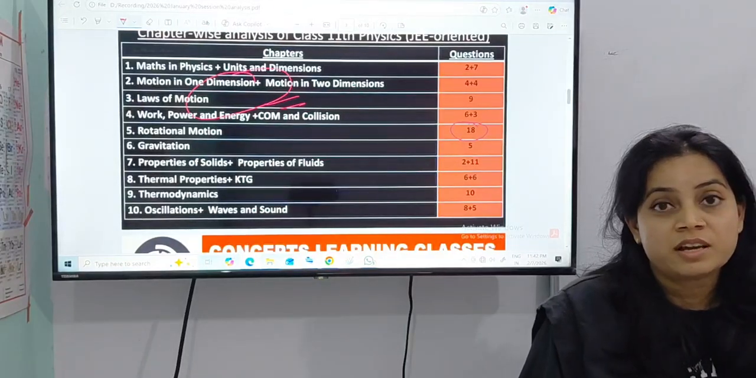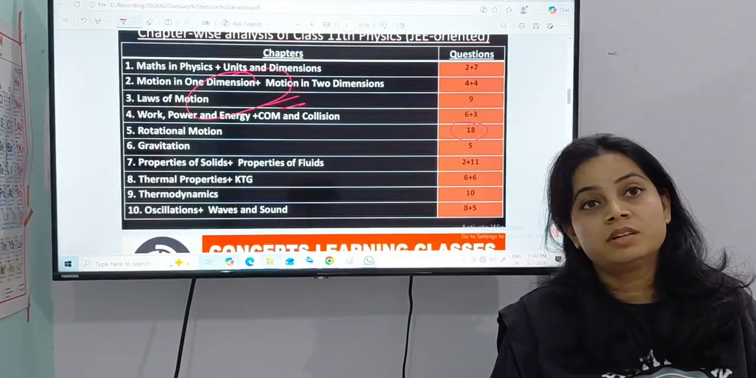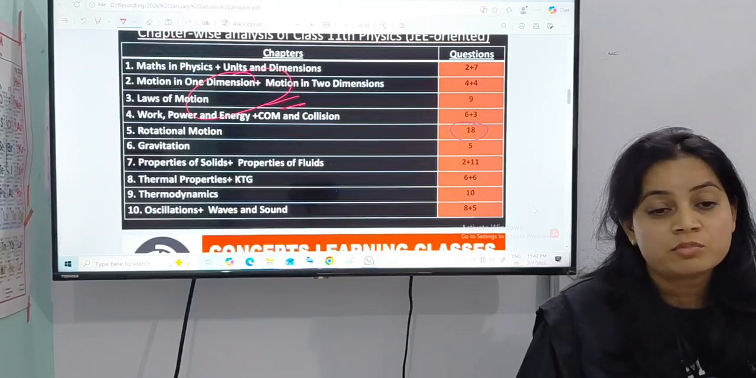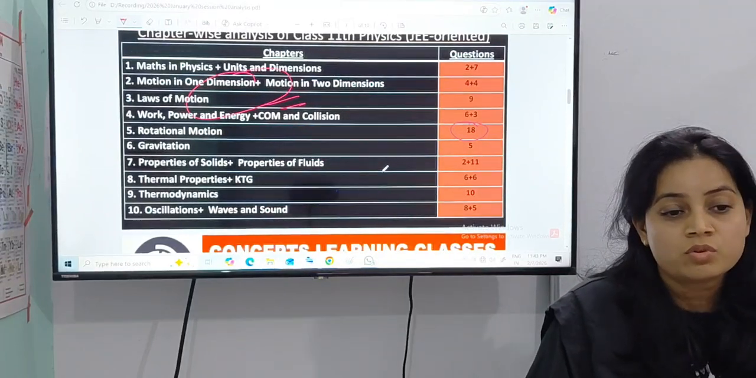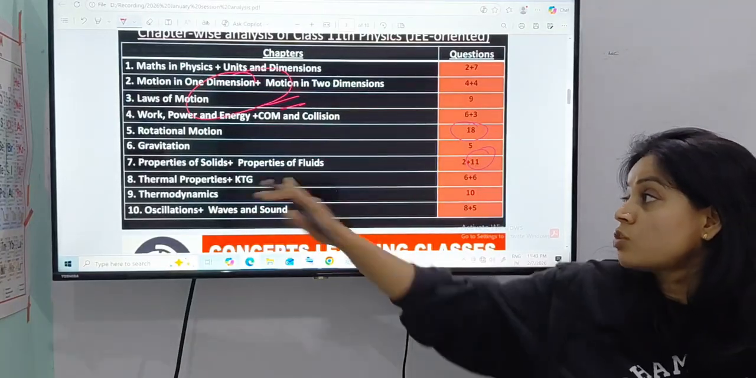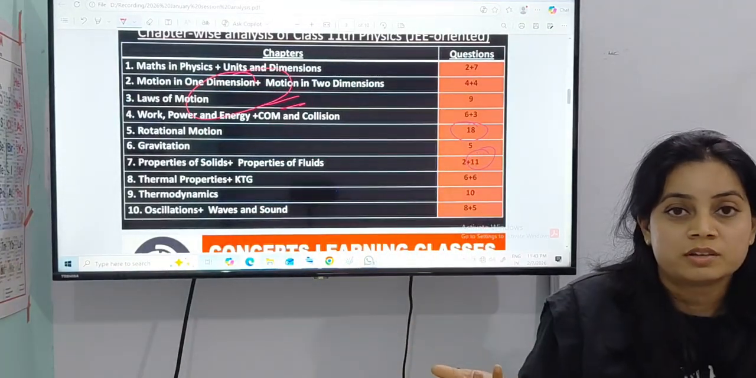In gravitation there are 5 questions. That means there will be 5 papers in which no questions will be there from gravitation, right? Gravitation is actually a very important topic. Still there is no question. Fluids are again very important. In fluids still 11 questions were asked. In solids you can see just 2 questions are there, right?